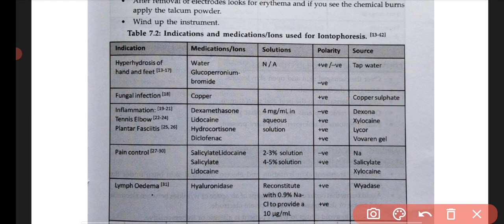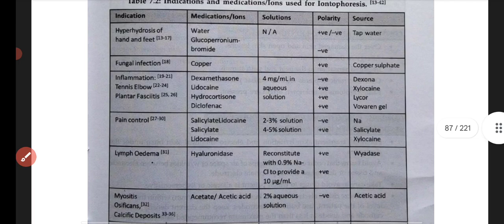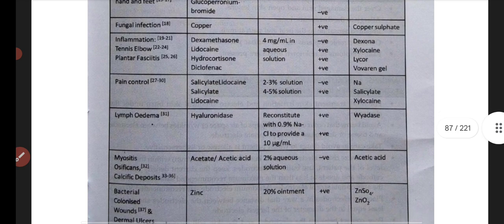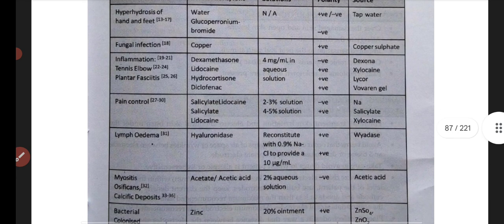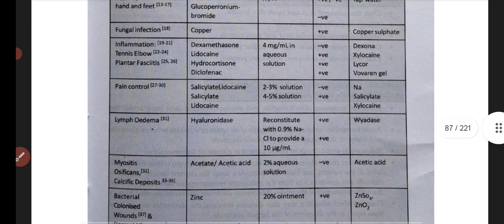So, in this you have to read every indication and the medication and its solution, its polarity and source. These details you have to memorize.